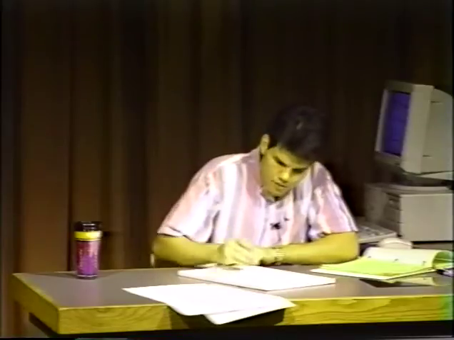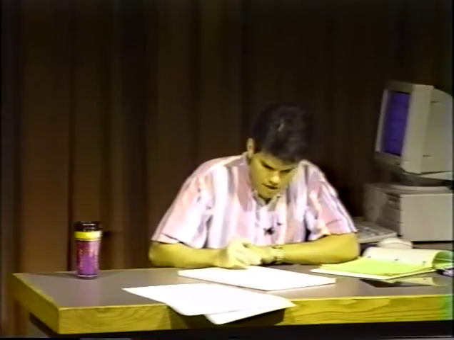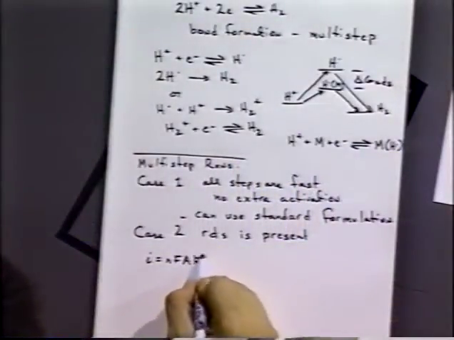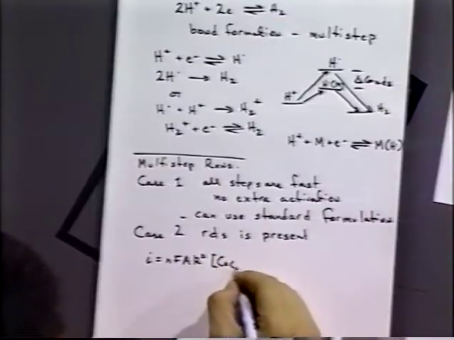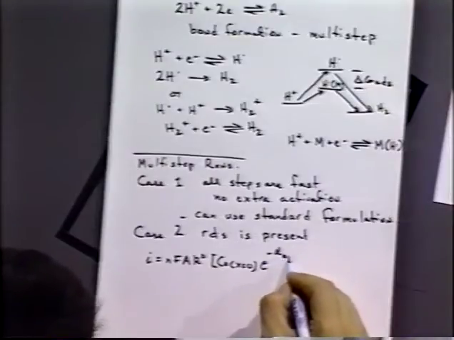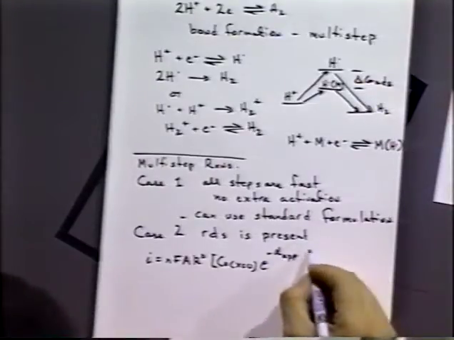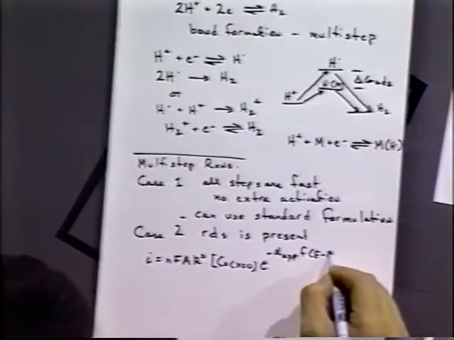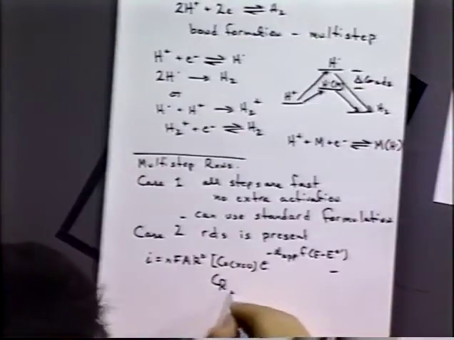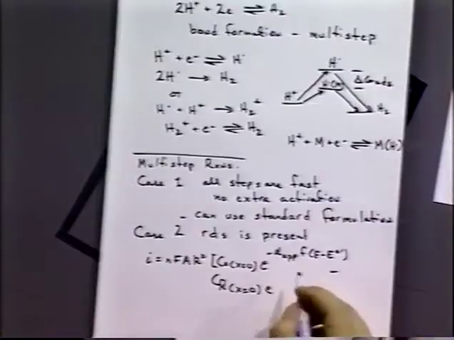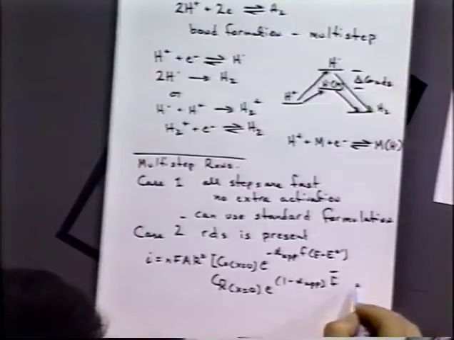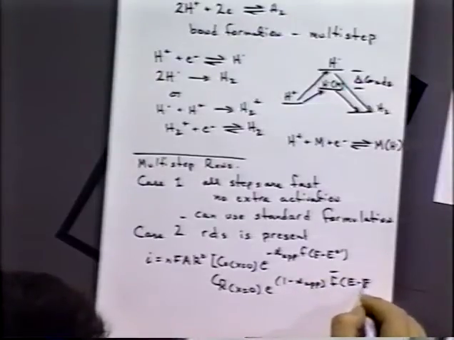So we can rewrite our expression for the Butler-Volmer equation for the current in this case as nFA k0, that's the same as before, C0 at x equals 0, that's the same, e to the minus alpha, and then we put in a subscript apparent, and then the rest would be the same, and minus C sub r e to the 1 minus alpha apparent F (E minus E0 prime).